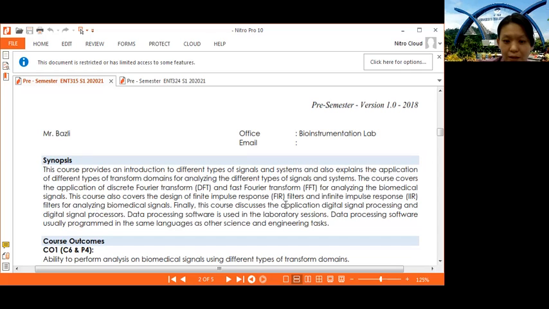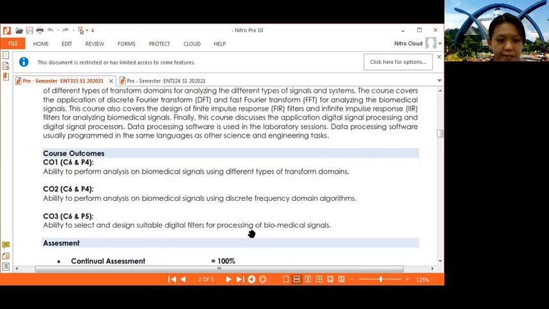Finally, we will discuss those domains and digital filters in digital signal processing applications in biomedicine, and we will also study the digital signal processor in biomedical applications. We also have the data processing software we will use in the lab sections, which is MATLAB, which is also used in some other languages and applied in other science and engineering tasks.